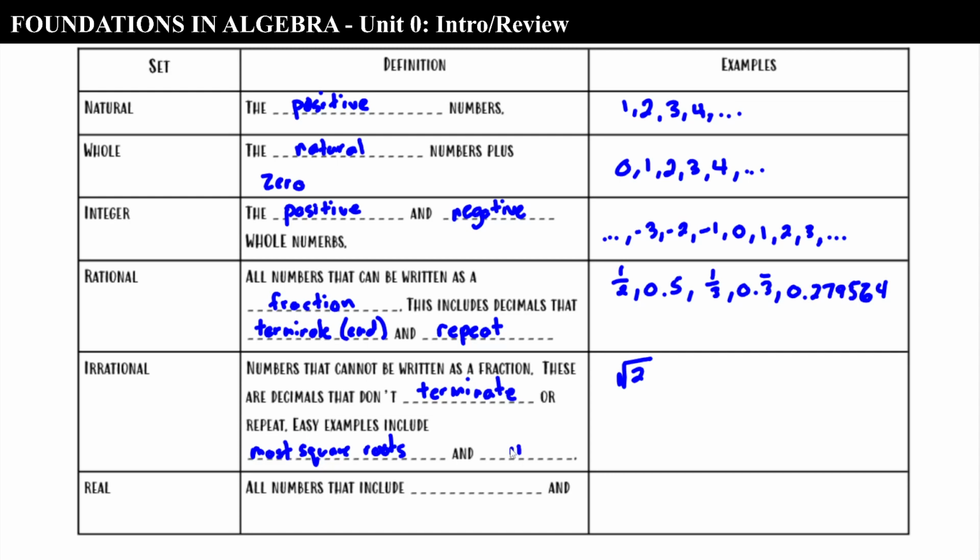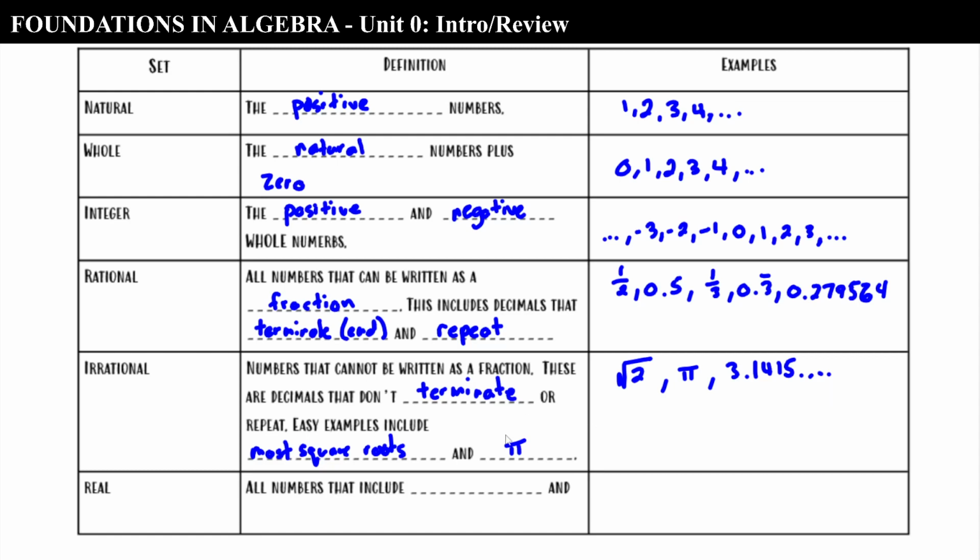The other example of this is pi. Pi is an example. 3.1415, and it continues on from there. So those are irrational numbers. Numbers that are decimals that go on forever.